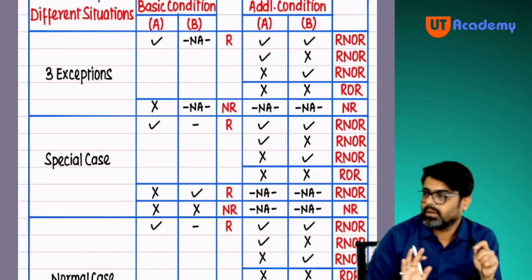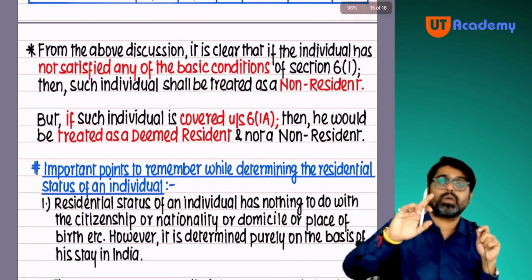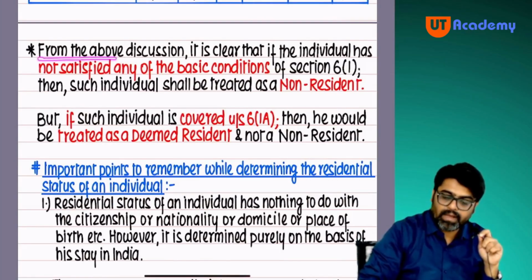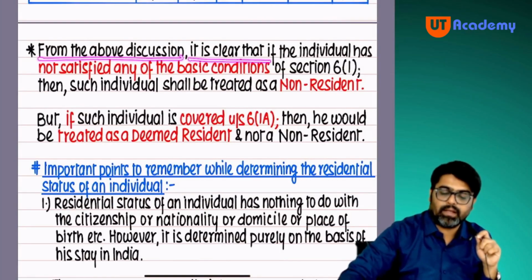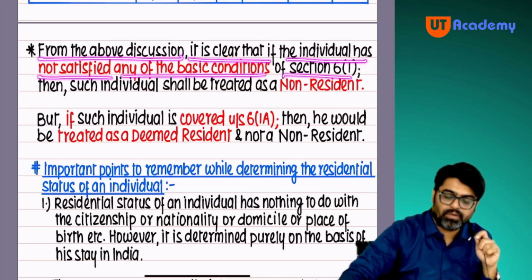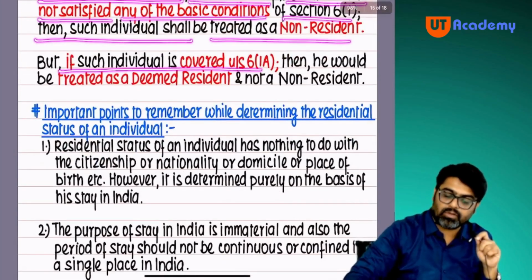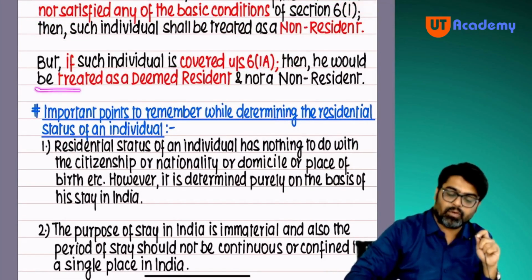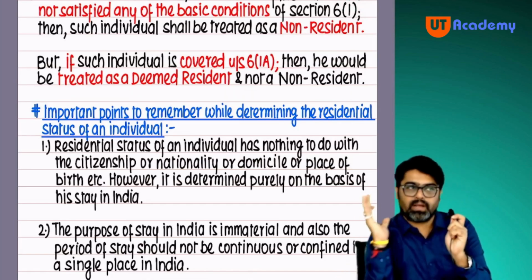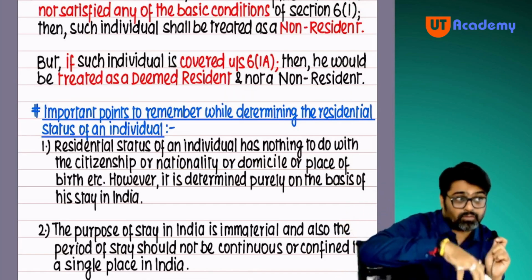Done, sir? Everyone? So this was the end of your residential status for individuals. But wait, from the above discussion, it is clear that if the individual has not satisfied any of the basic conditions of 6.1, then such individual shall be treated as non-resident, but if such individual is covered by 6.1a, then he would be treated as deemed resident and not a non-resident. Before becoming a non-resident, check 6.1a also.